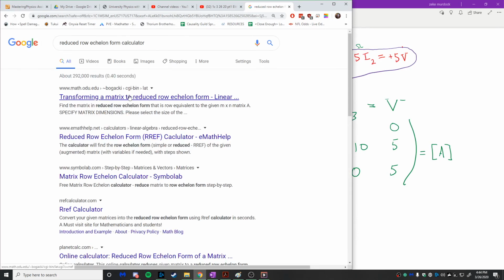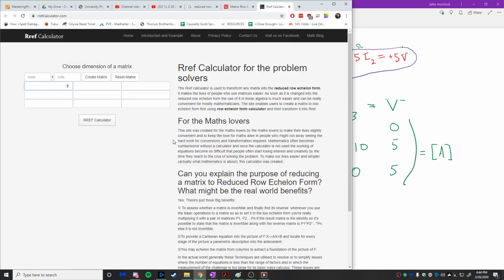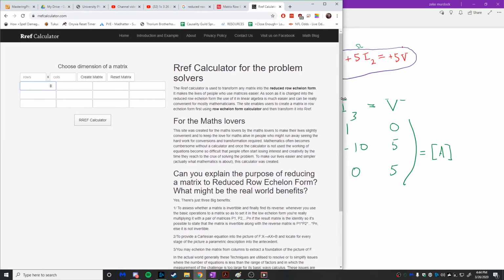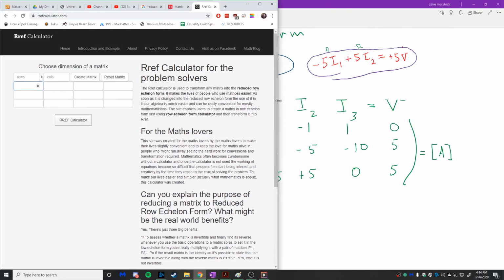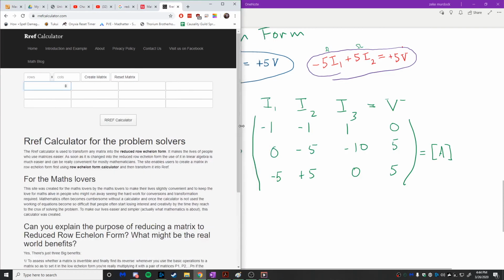I'm sure this one probably works. That's probably more complicated than we need. So here's our matrix. We need to make a matrix that has three rows because we have three equations, and four columns. I'm going to create the matrix. Can you guys see my browser window? Okay, cool.